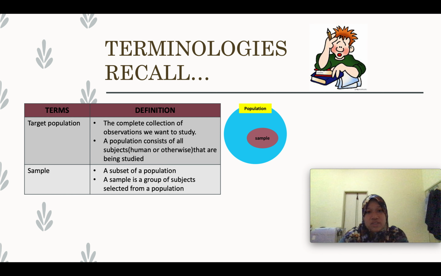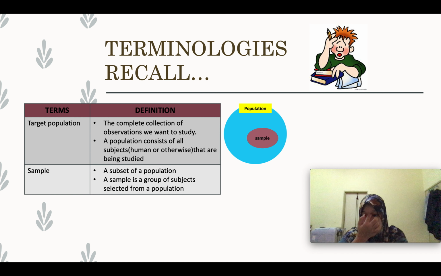Okay, now we are going to look into chapter 1, which is introduction to research. Before we go further to the actual topic, let's recall some terminology that is very important in statistics. The first term is population. Population, or target population, is the complete collection of observations that we want to study. It consists of all subjects, either human or otherwise, that are being studied.